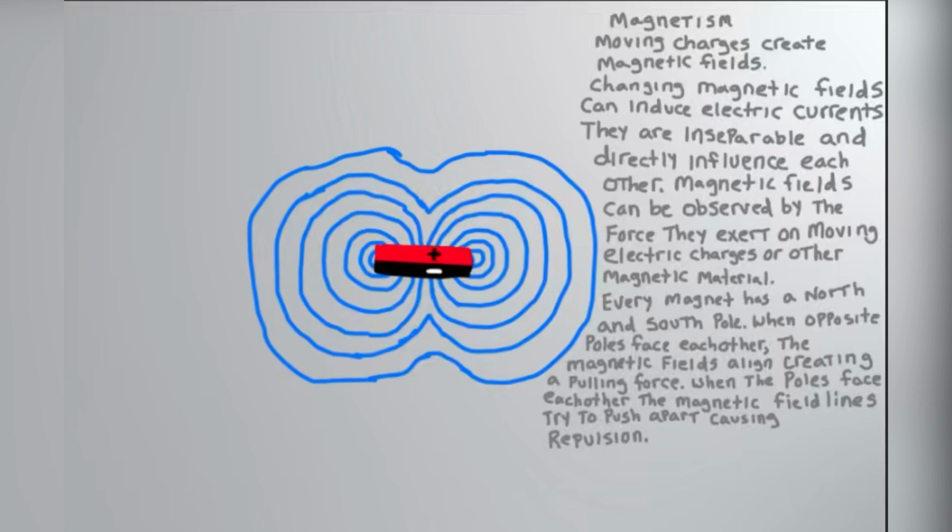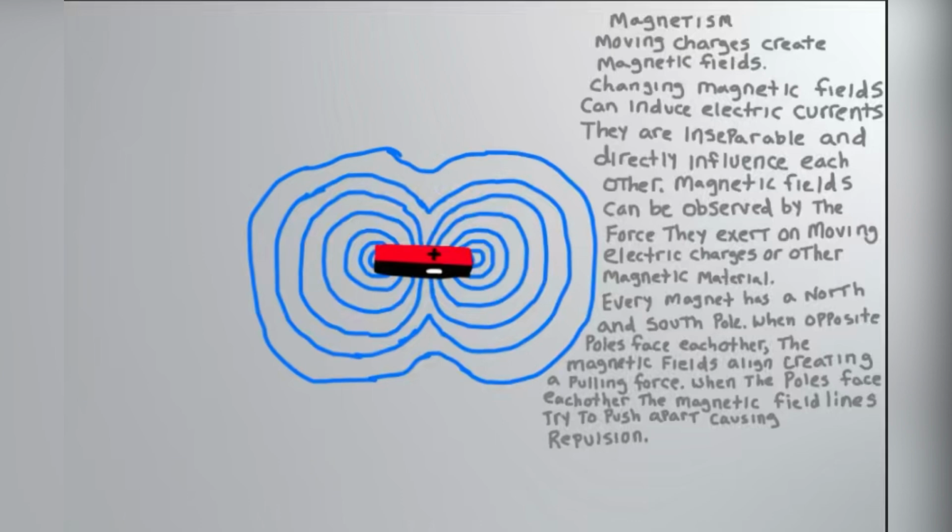Moving charges create magnetic fields. Changing magnetic fields can induce electric currents. They are inseparable and directly influence each other. Magnetic fields can be observed by the force they exert on moving electric charges or other magnetic material.